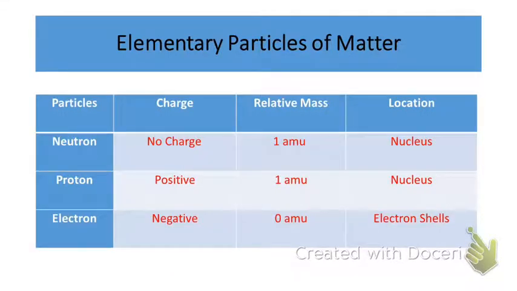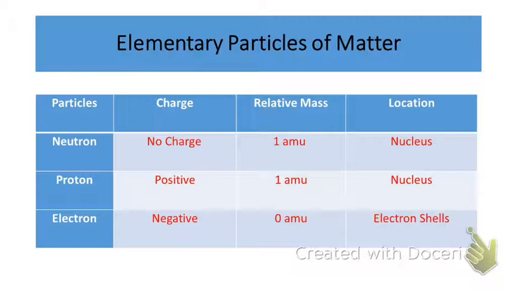Alright, we're going to fill in this table real quick. Most of this you're probably familiar with. Now, the 3 subatomic particles that make up atoms, neutrons, protons, and electrons, have some characteristics that you need to be familiar with. First of all, the charge. Neutrons have no electrical charge. Protons have a positive charge, and electrons, a negative charge.